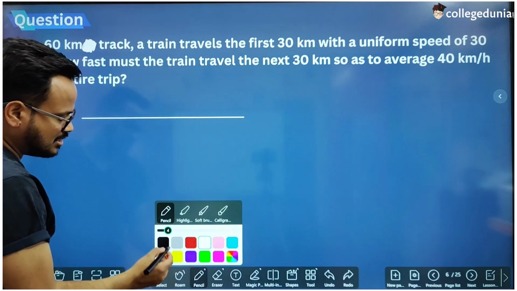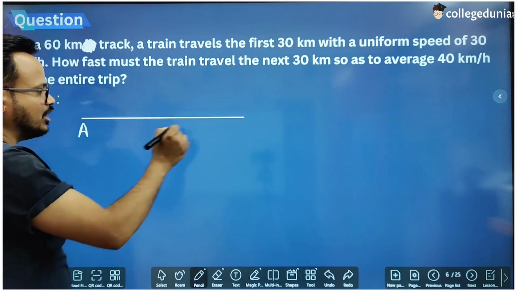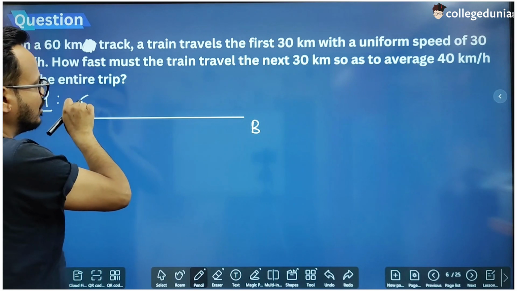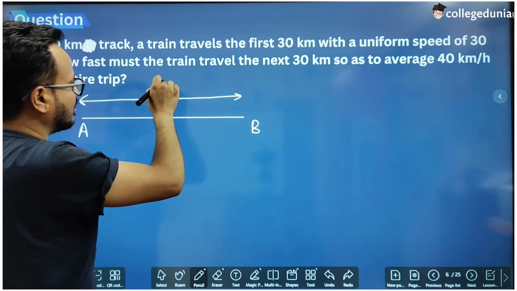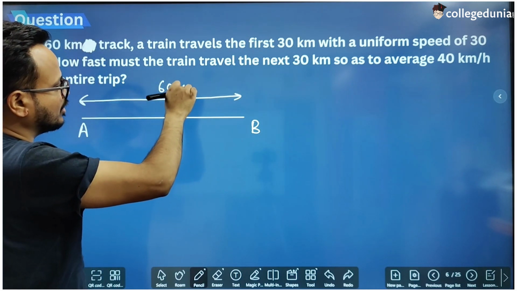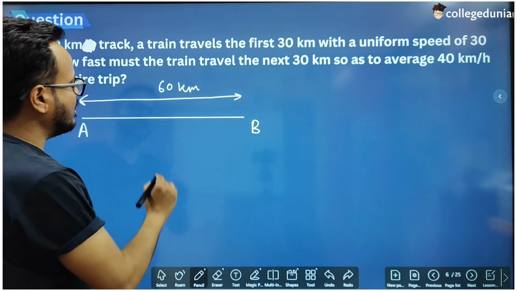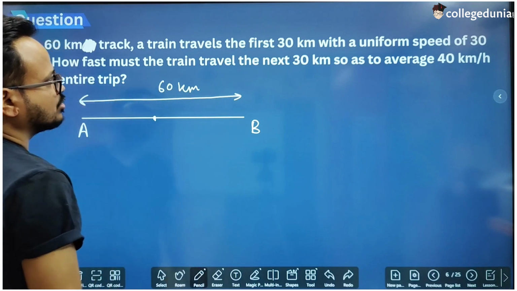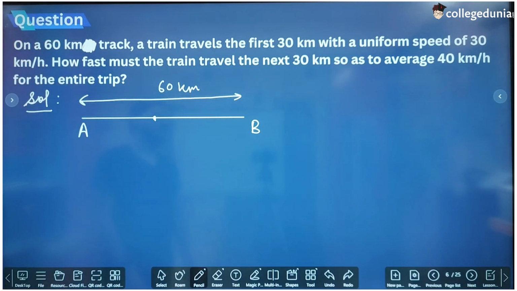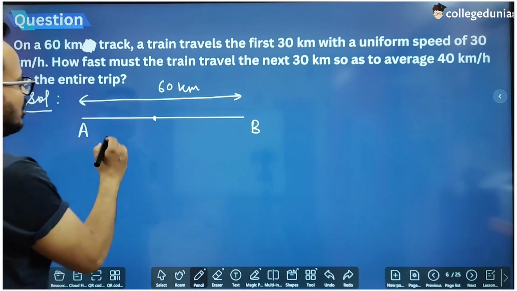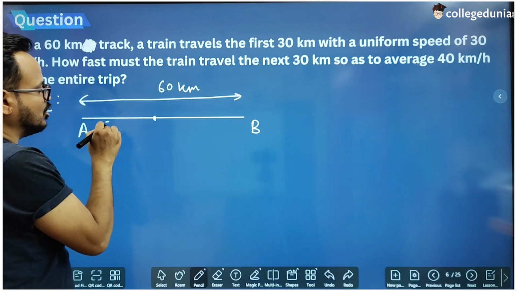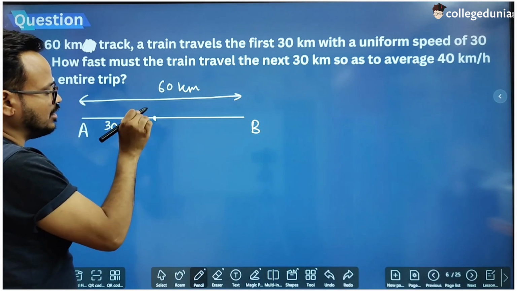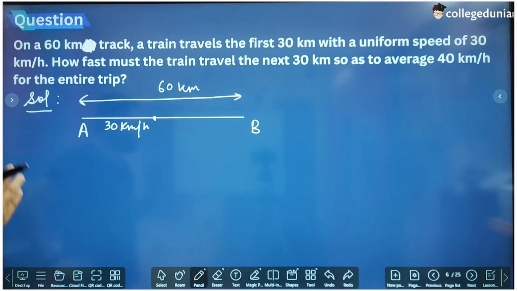Okay, this is a 60 km track, A to B. The length of this whole track is 60 km, and this is the midpoint of the track. So this distance is 30 and this is also 30. The train travels the first 30 km at 30 km per hour.